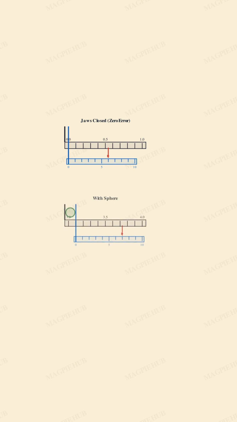The main scale reads 0, and the sixth vernier division coincides with the main scale division. On the right, the sphere is placed between the jaws. The main scale reads 3.1 centimeters, and the seventh vernier division coincides.